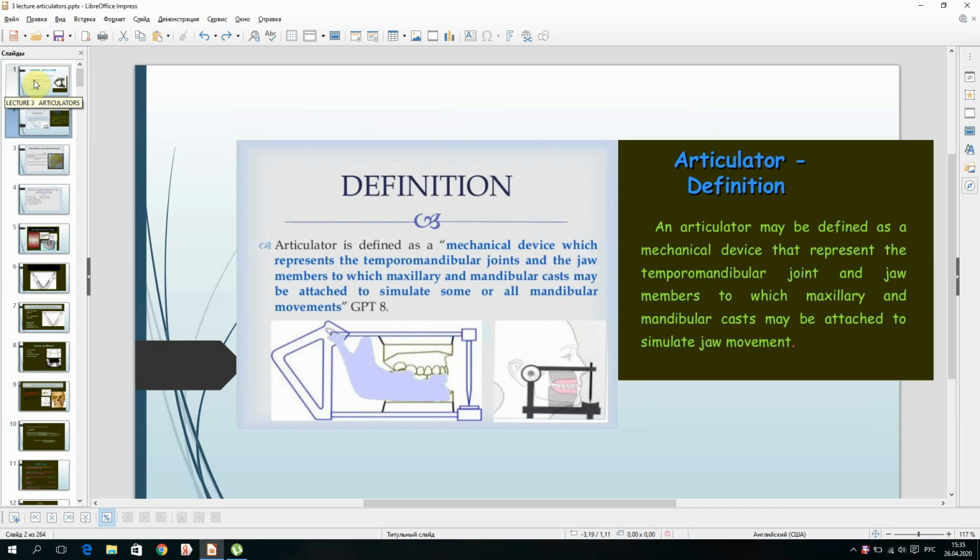Lecture 3: Articulators. Articulator definition. An articulator may be defined as a mechanical device that represents the temporomandibular joint and jaw members to which maxillary and mandibular casts may be attached to simulate jaw movement.